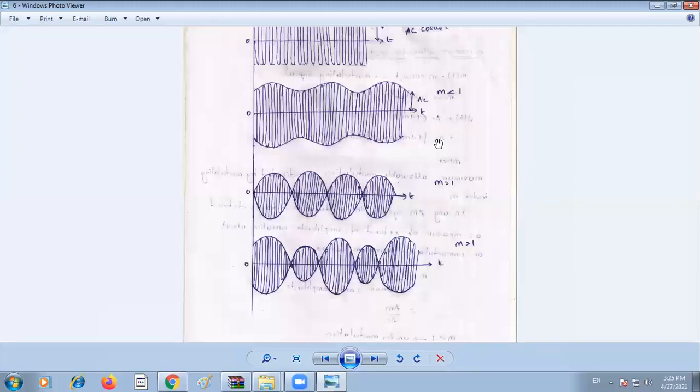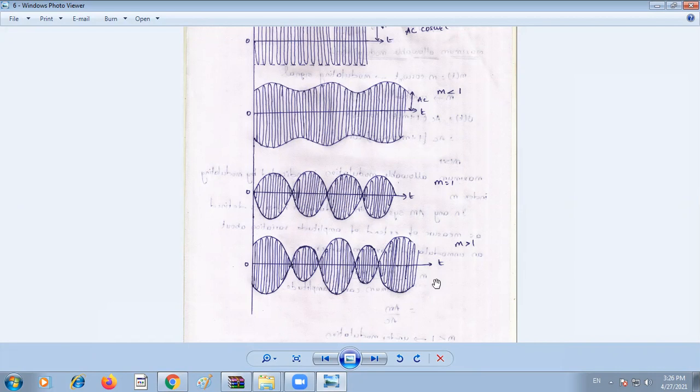So M less than 1 condition, it is an allowable modulation. M is equal to 1 condition, this is ideal case. M greater than 1 condition lo signal not recoverable because there is overlapping of signal that takes place here. That's why the signal is overlapped. The entire signal is not possible to recover at the receiving end.